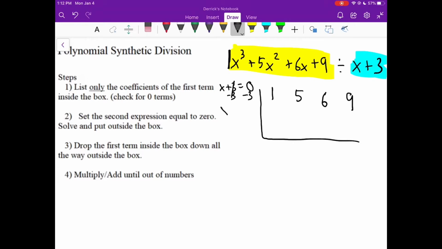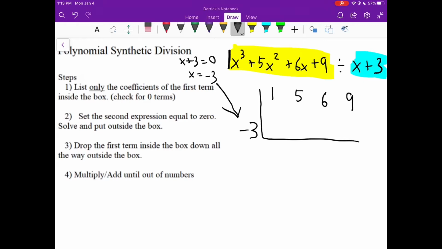That gives us x equals negative 3. Whatever x equals, that's the number we use for our side number on the outside of the box. So we have that -3. Meaning you can ignore all of this stuff now. You can basically get rid of it if we really wanted to. That's what we're looking at here. We took x plus 3, set it equal to 0, solved it out. That's where we got that side number.